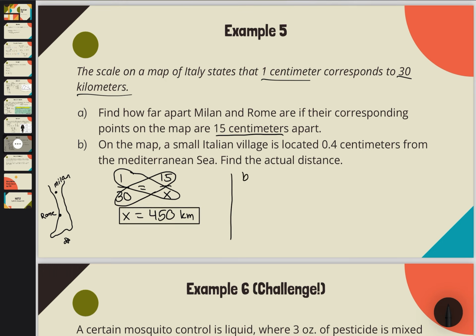Take a second and see if you can solve part B. Pause the video and then come back to see if you got the same thing. How many of you are actually going to pause the video? Probably not many, so I'm going to keep talking. Solve this problem while I'm talking.